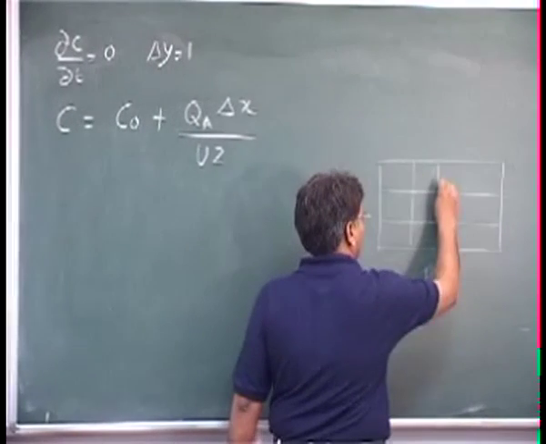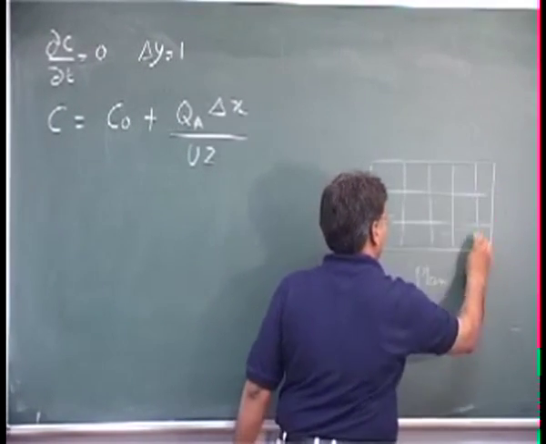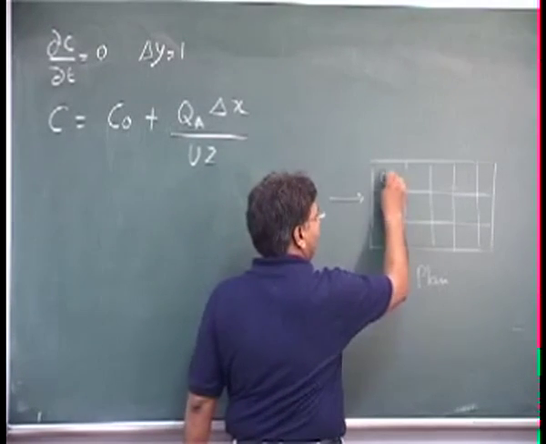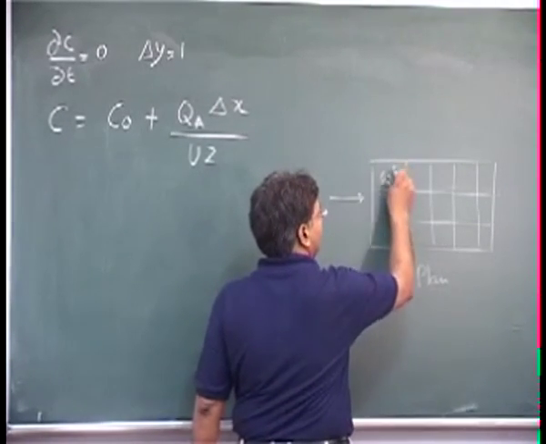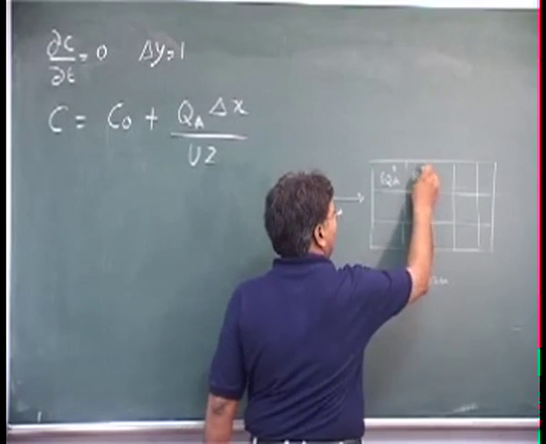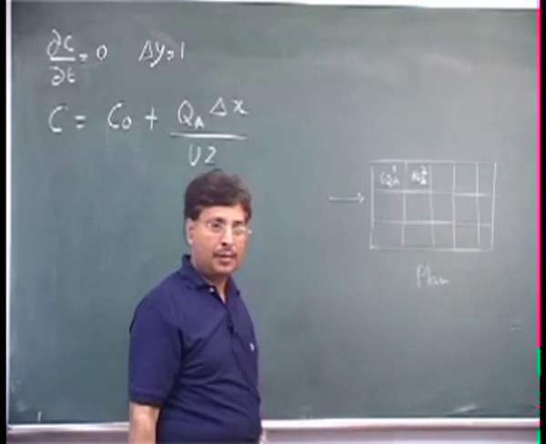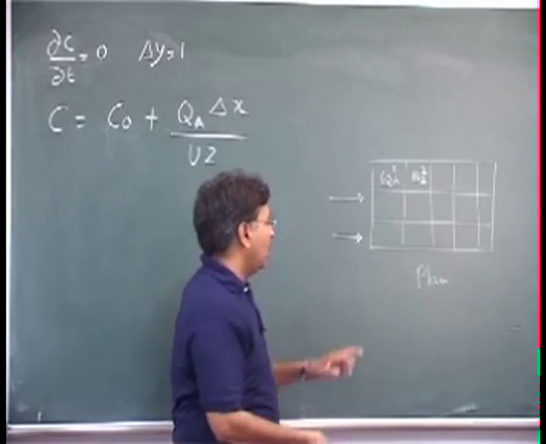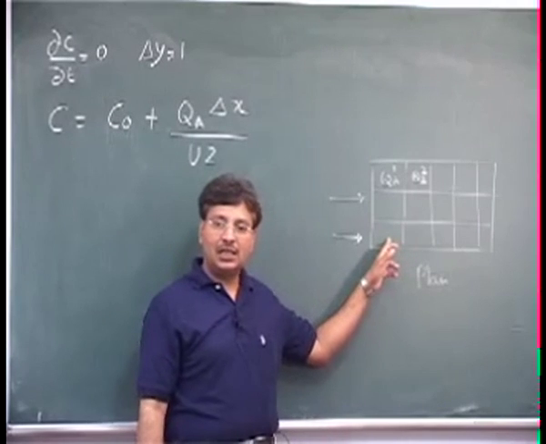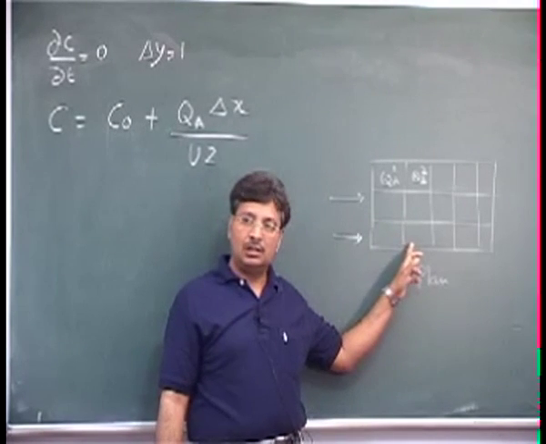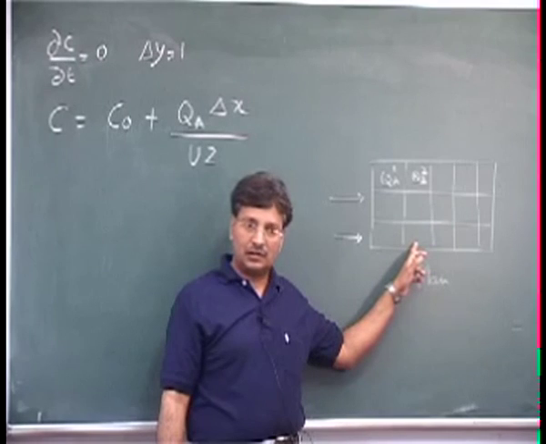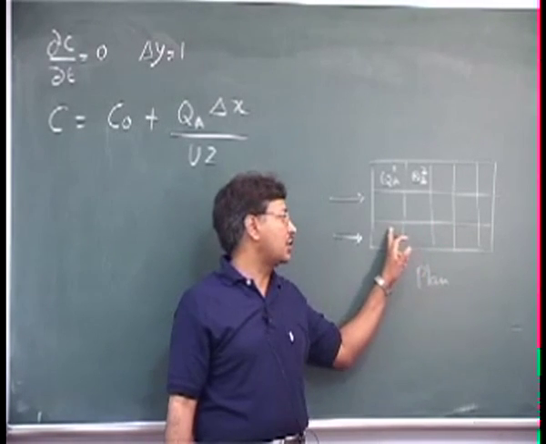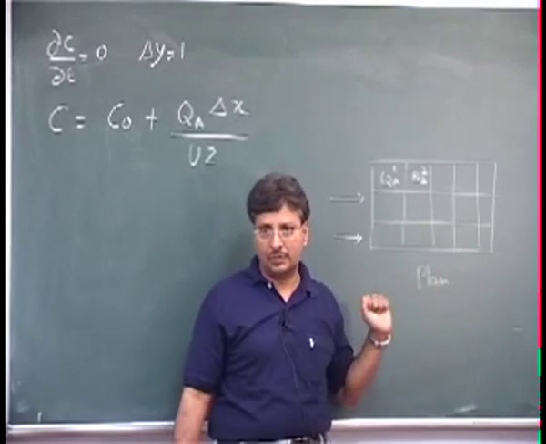Okay. And suppose the wind is blowing like this. QA may vary from QA1, QA2 and so on and so forth. Okay. Then wind is blowing. So whatever is the concentration C, that becomes C naught for the next block, right? And that way you can solve it continuously, the concentration here, here, here, here, here. Okay.